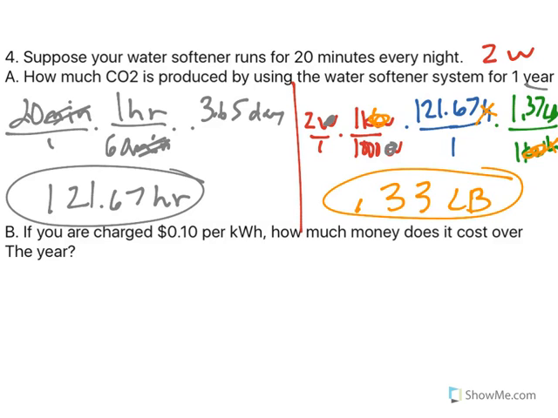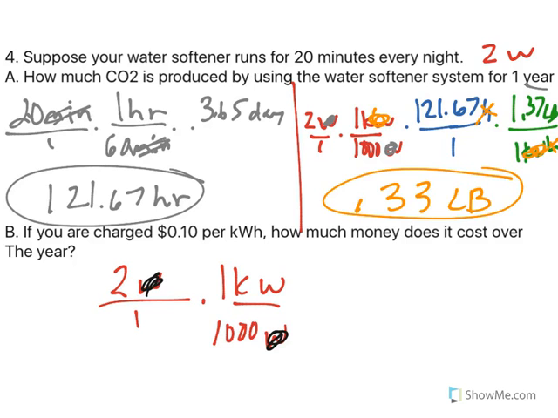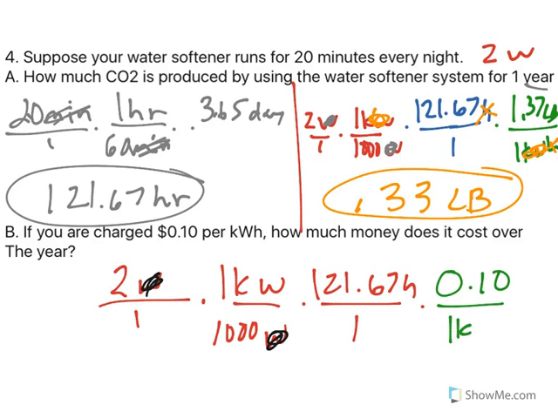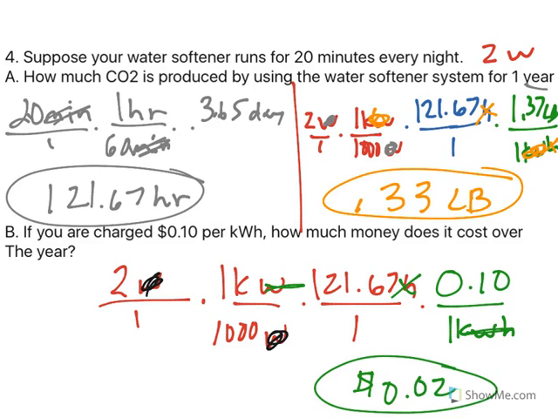Now, part B, it says, what if you are charged 10 cents per kilowatt hour? How much money does this cost over the year? Well, you start the same, 2 watts, 1 kilowatt over 1,000 watts, right? Your watts cancels out. How many hours? 121.67 hours. But now we use the 10 cents over 1 kilowatt hour. So we still have these things canceling out, and we end up with 2 cents. So your water softener is going to cost you 2 cents over the cost of a year for the electricity.